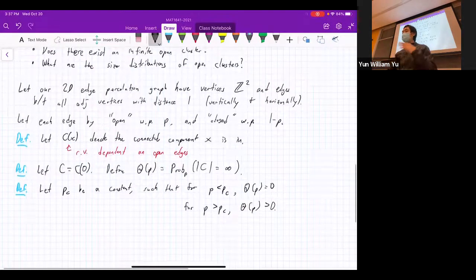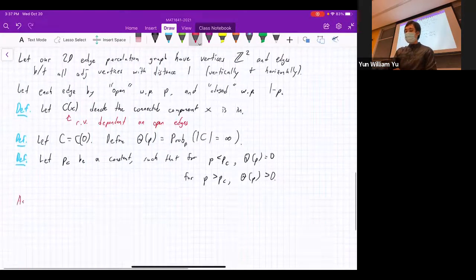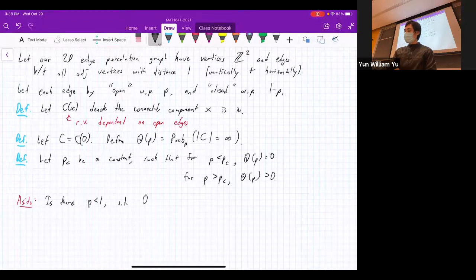Below the constant p_c, the origin is probably not in an infinite connected component. Above it, it has some chance of being in one. So, question, just to make sure everyone's still following: is there a p less than one such that theta of p is equal to one? Any thoughts?